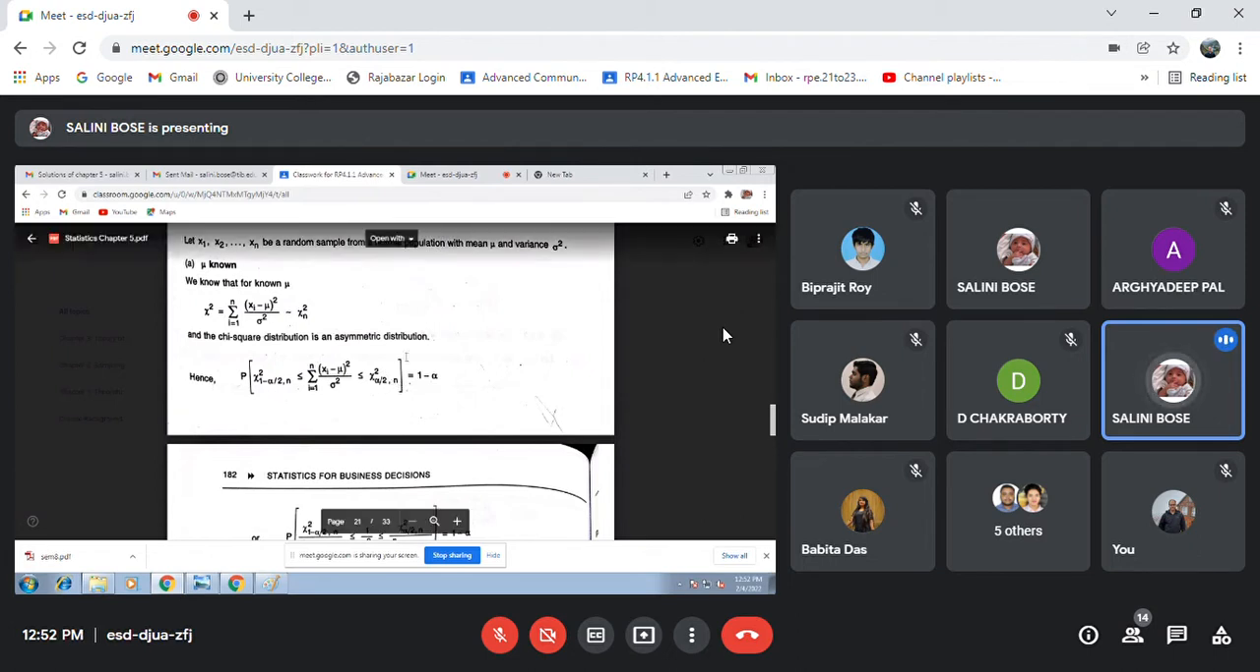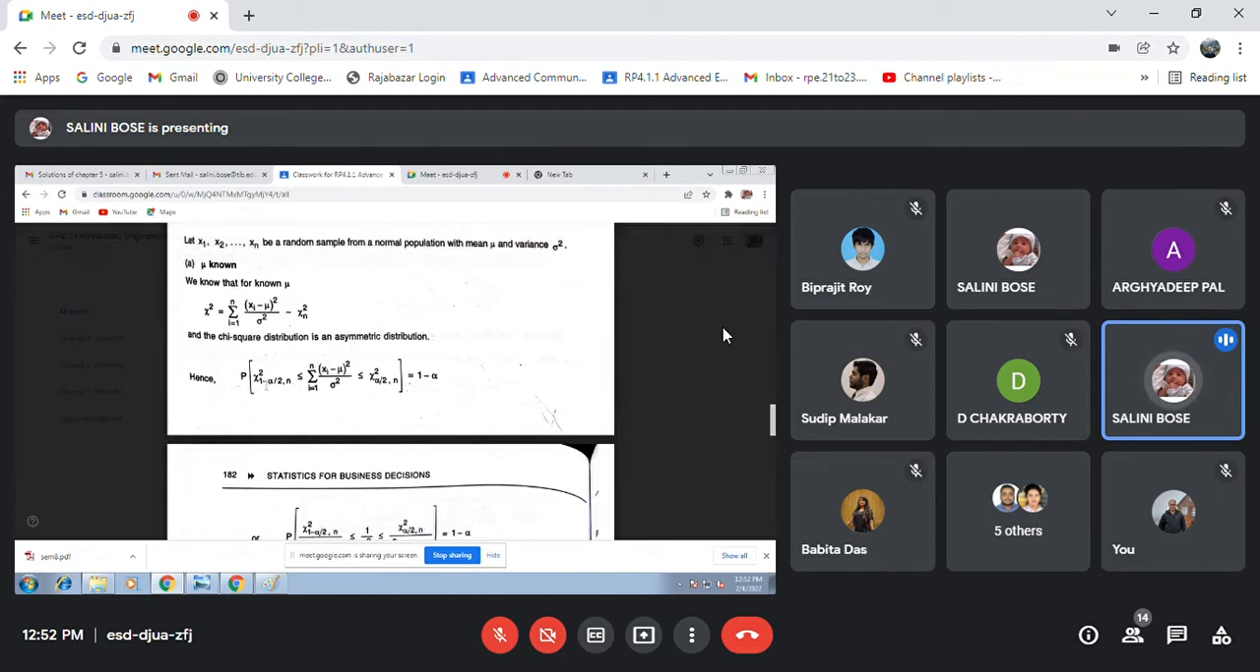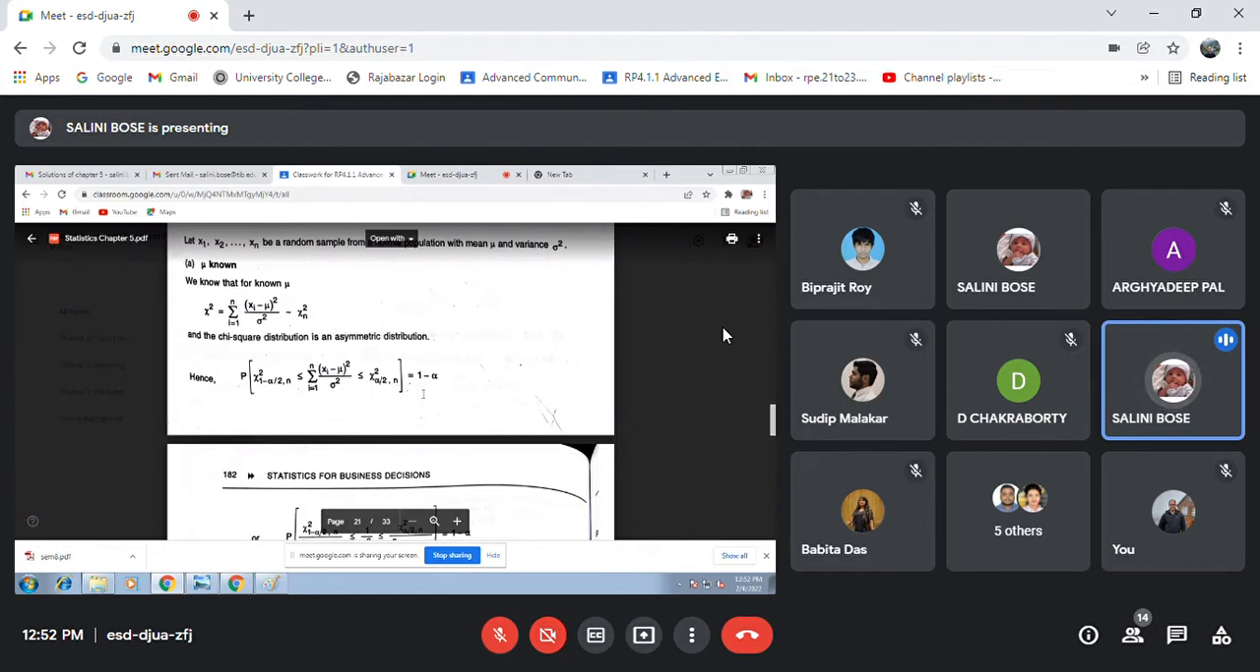Clear? Because it is asymmetric, there is no possibility of minus alpha by 2. You cannot get it. If you have alpha by 2, the other part will be 1 minus alpha by 2. So this is the limitation of chi-square, and it is for the 100 times (1 minus alpha) percent confidence interval.